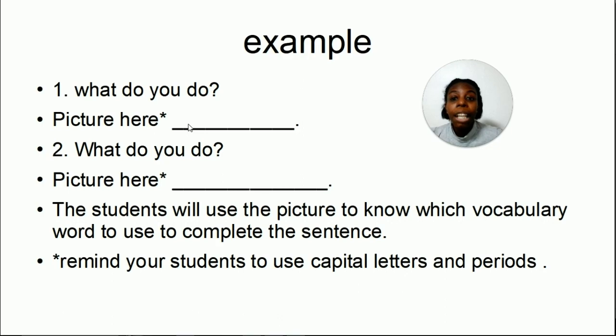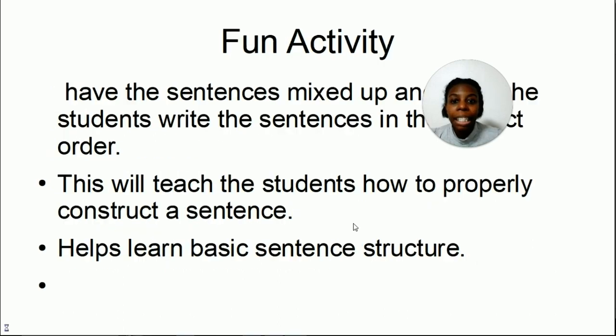Okay, this helps them understand what the question is asking and understand what the picture is. That lets us know they understand the vocabulary and the structure of a sentence, and they understand the question and what is being asked to them. The students will use the picture to know all these things. So you need to make sure you have the picture here. Remind your students to use capital letters and periods, please.